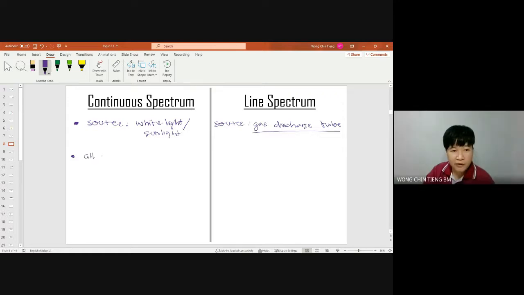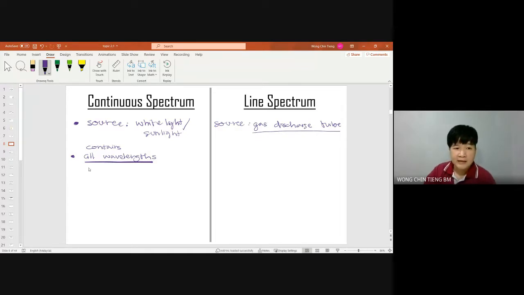All wavelength. Ayat lengkap sayang, macam biasa ada dalam nota. Okay, that is the thing. Saya nak perkataan all wavelength. So, continuous spectrum must contain all wavelength. Dia akan ada semua wavelength yang wujud dalam ni.